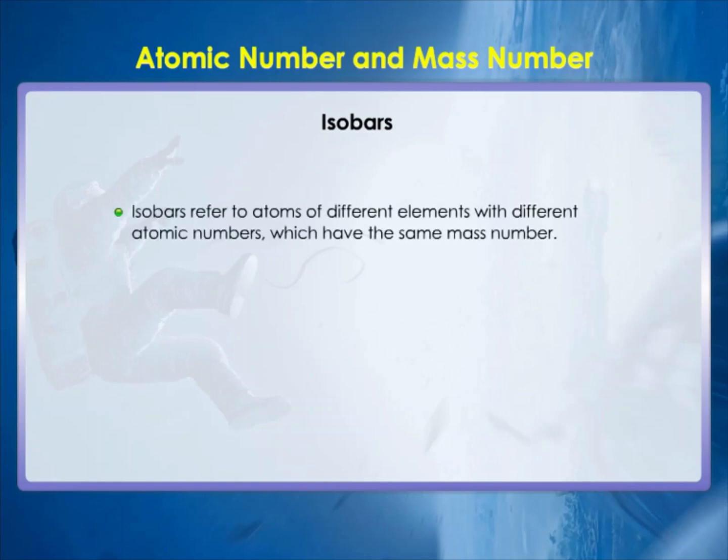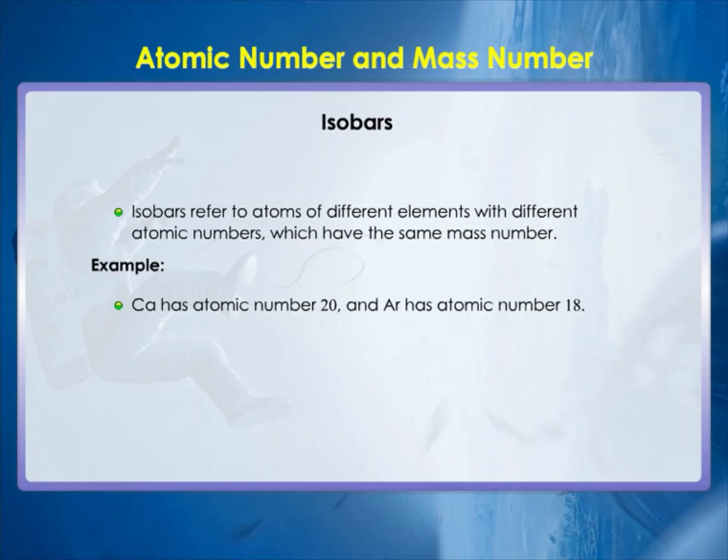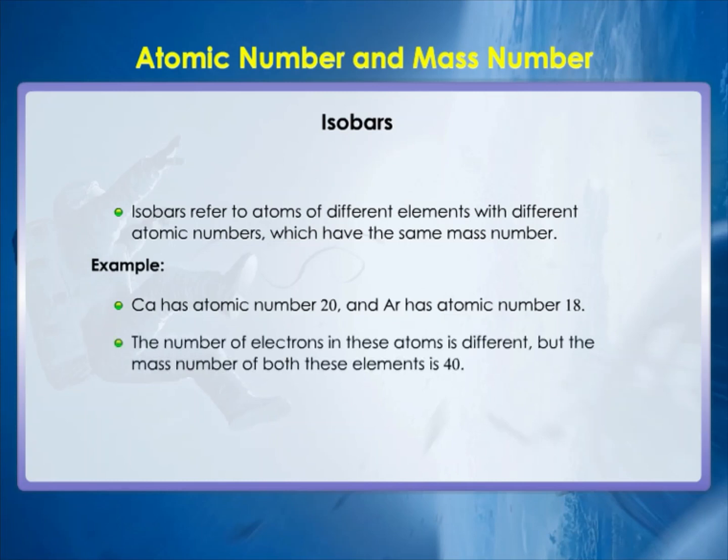Isobars. Let us consider 2 elements: calcium, atomic number 20, and argon, atomic number 18. The number of electrons in these atoms are different, but the mass number of both these elements is 40. That is, the total number of nucleons is the same in the atoms of this pair of elements. Atoms of different elements with different atomic numbers, which have the same mass number, are known as isobars.